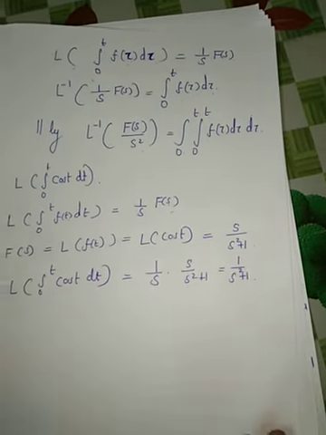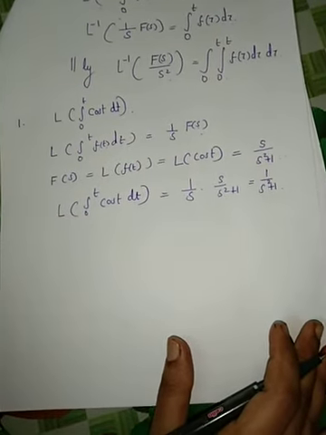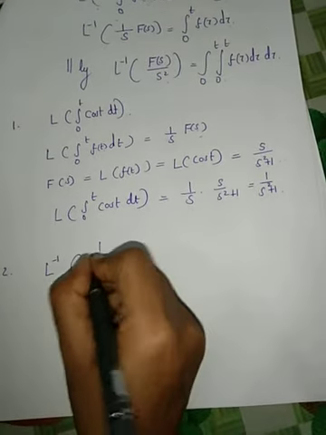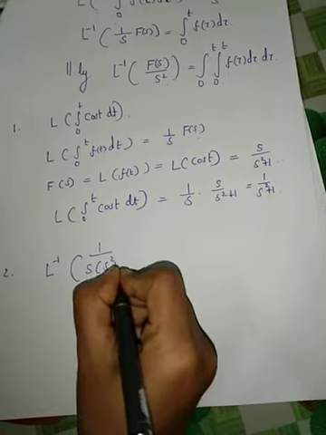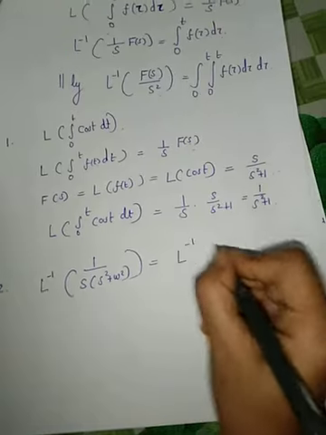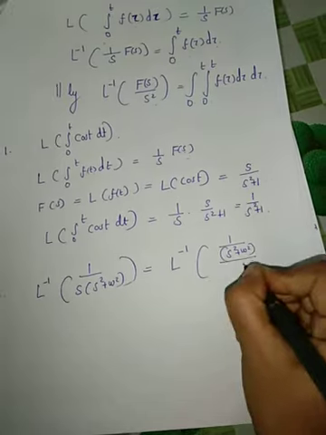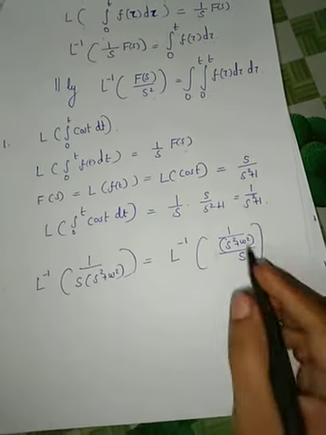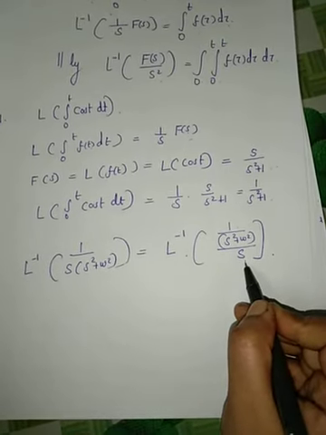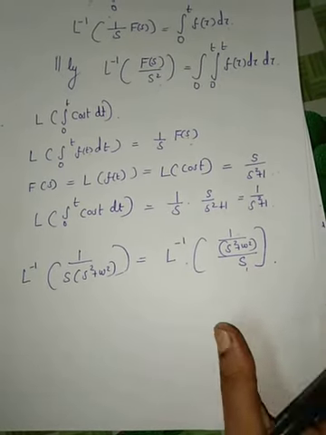Okay. Then the next question: find L inverse of 1 by s into s square plus w square. It is of the form L inverse of 1 by s square plus w square, divided by s. So what is the form? It is of the form L inverse of F of s by s. What is L inverse of F of s by s? It is equal to integral 0 to t f of t dt.